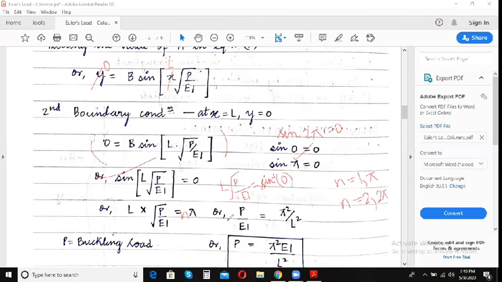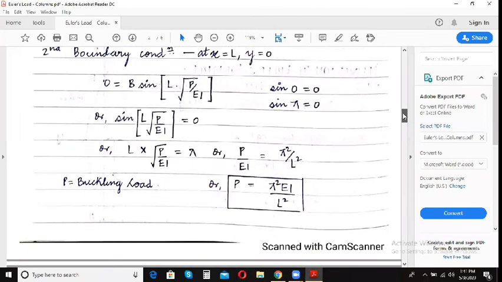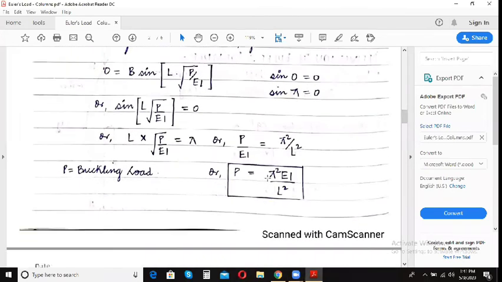Here we have basically taken the value of n as 1 and derived. If you again simplify this equation, we get P by EI is equal to pi square by L square. Hence it is now very easy for us to determine the formula for P. P is equal to pi square EI divided by L square. So this is the Euler's load or the buckling load.